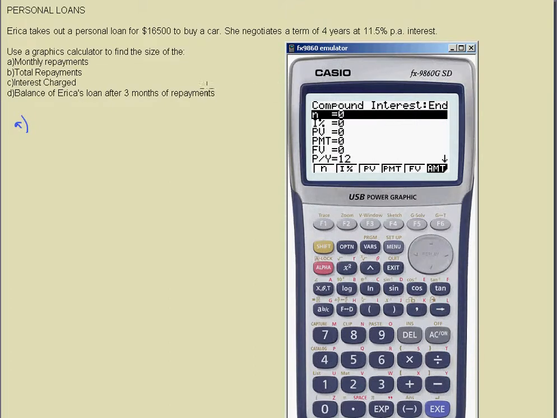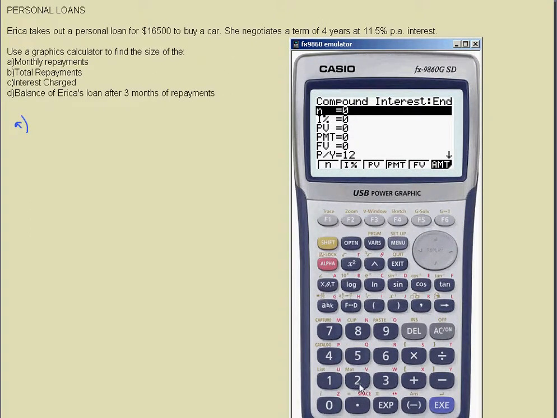We know we have monthly repayments, which means 12 payments a year, and it's a term of 4 years. So the number of payments we'll be making is 4 times 12, 4 years with 12 repayments per year. Our interest rate as a percentage is 11.5. That's just coming straight out of the question right here.